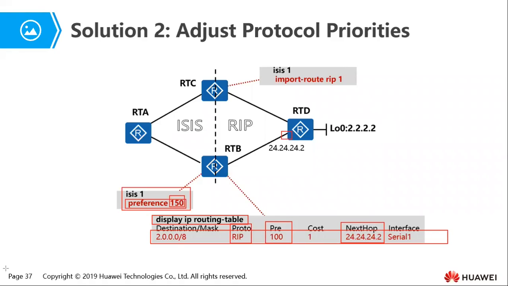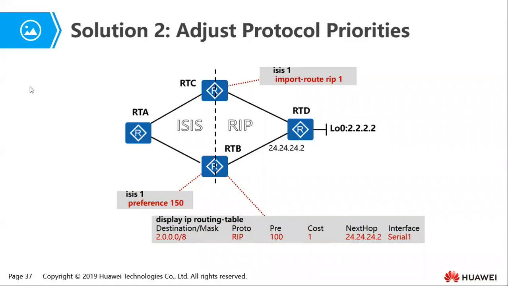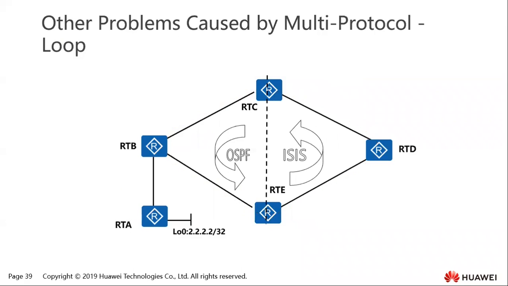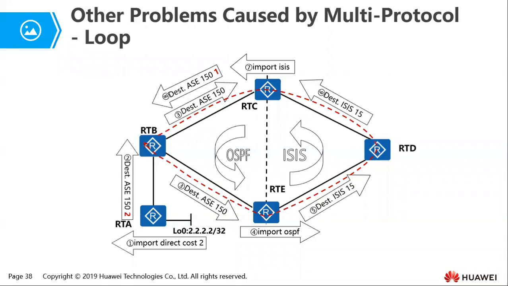So those are the two ways in which we can solve that problem of suboptimal path. The other problem that can be caused by using multiple protocols in such a scenario is loops. So we can easily create loops. So let's look at it, starting with scenario number one.